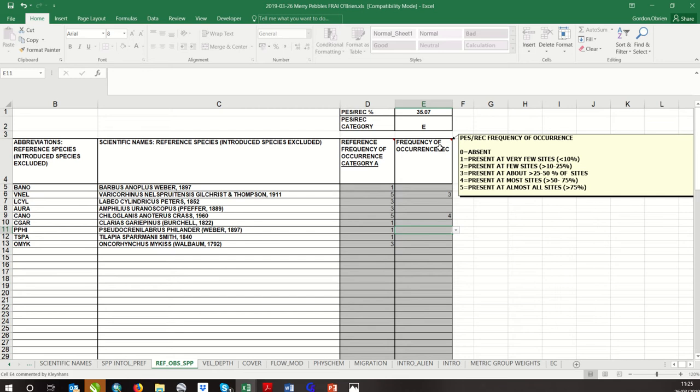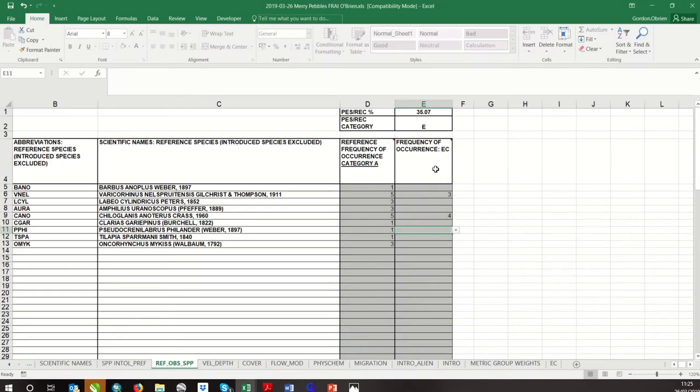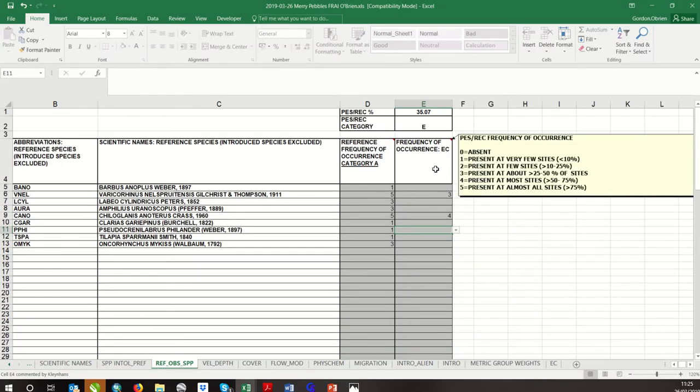Were they present at about 20 to 50% of the habitats in the reach? Were they present at most sites? And were they present at almost all sites? One thing's for sure, because your catch per unit effort has come down, I definitely don't think that we're talking about 5s. Because your catch per unit effort is not 0,0001, I definitely don't think that we're talking about 1 either. So I think we're definitely talking in the range of 3s and 4s, do you understand?